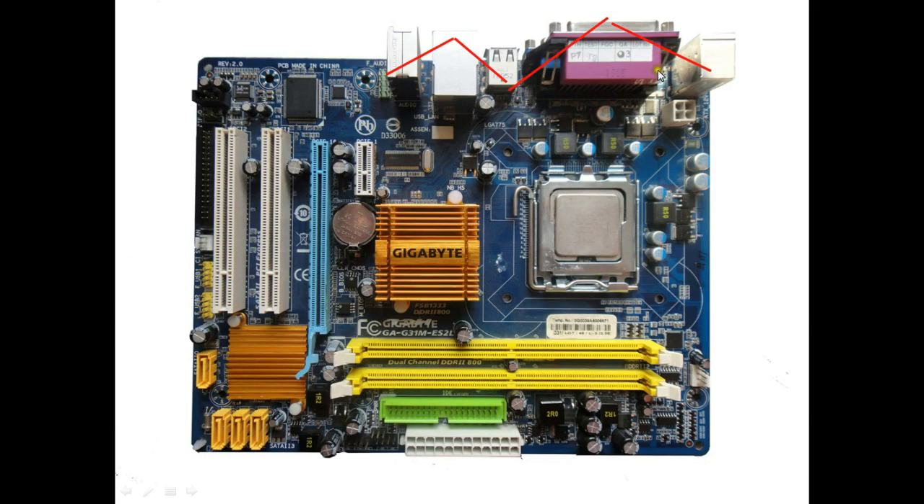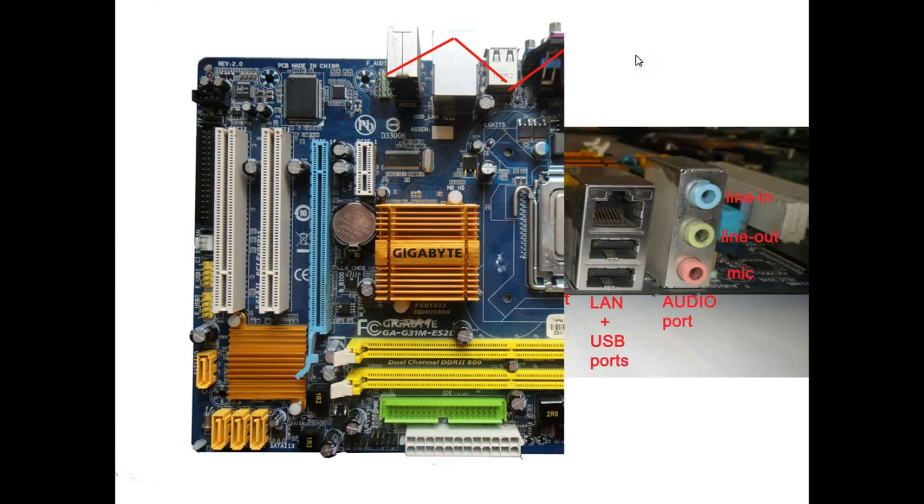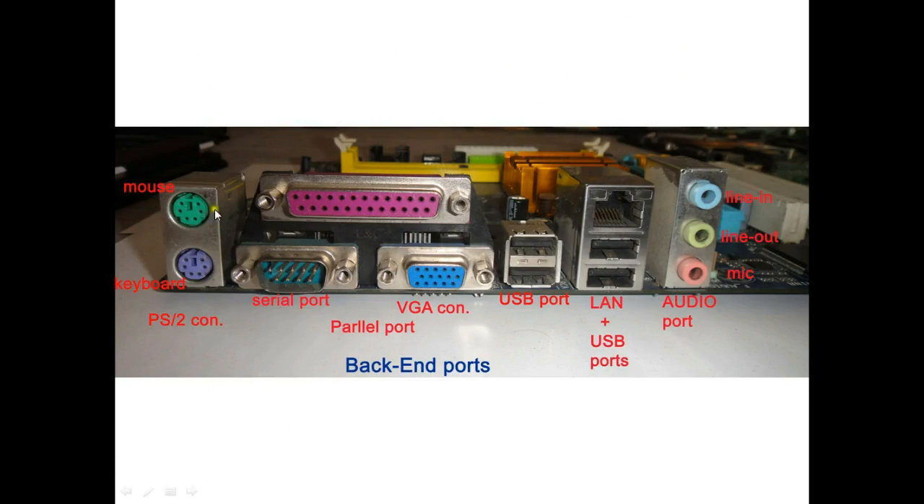And these ports are called the back end ports. This is a PS2 connector, this is a mouse connector, this is a keyboard connector. PS2 stands for personal system 2. This we call as a parallel port, which is used to connect printers and scanners. The serial port. This is a VGA port to connect a monitor. VGA stands for video graphic array or video graphic adapter.